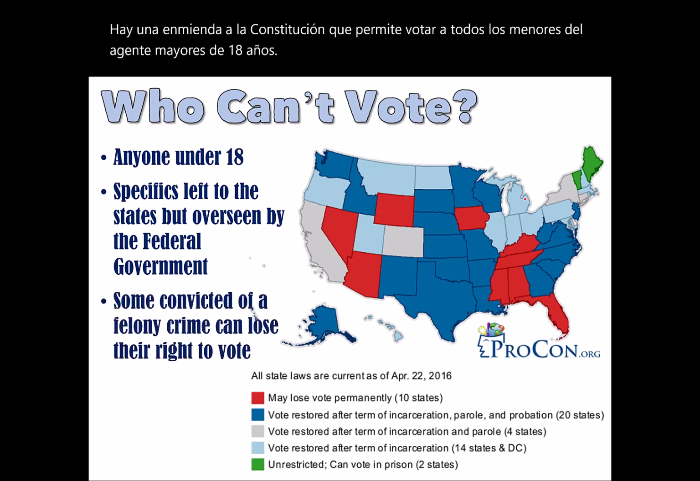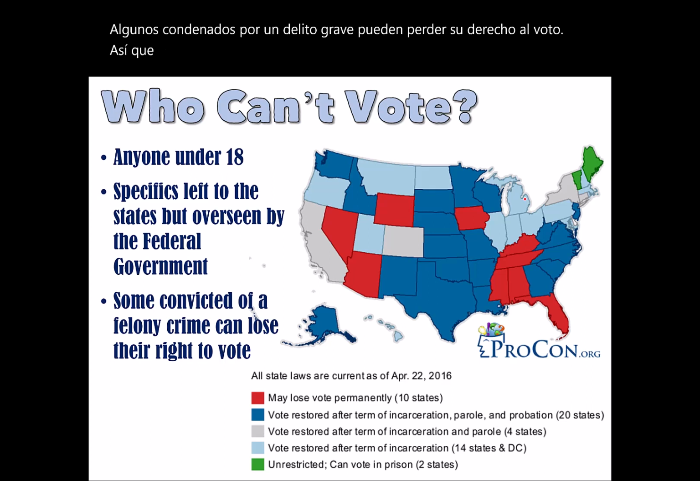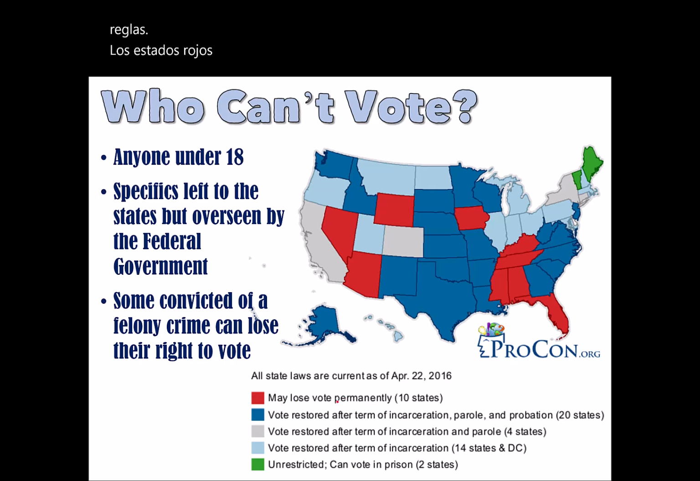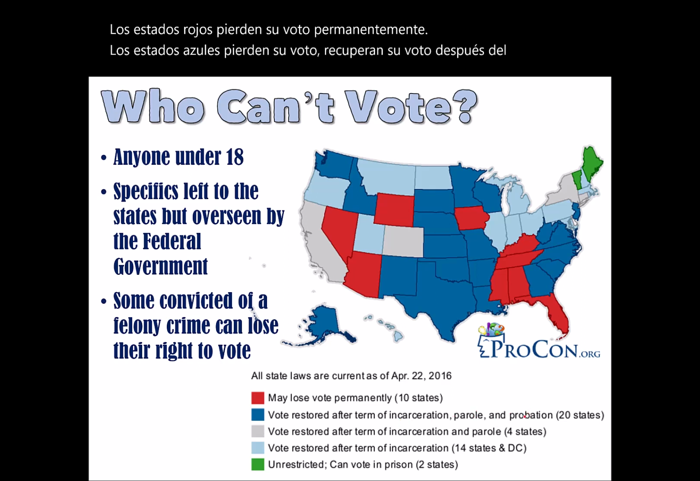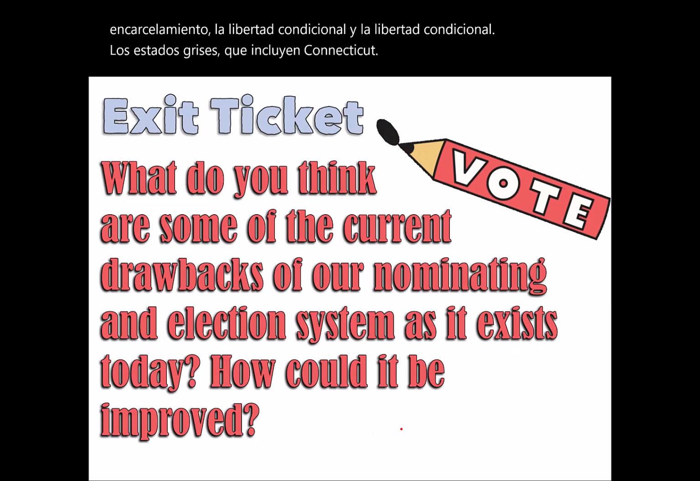Some convicted of a felony crime can lose their right to vote. So here you can see different types of states have different rules. The red states lose their vote permanently. The blue states get their vote back after incarceration, parole, and probation. The gray states, which include Connecticut, vote is restored after term of incarceration.